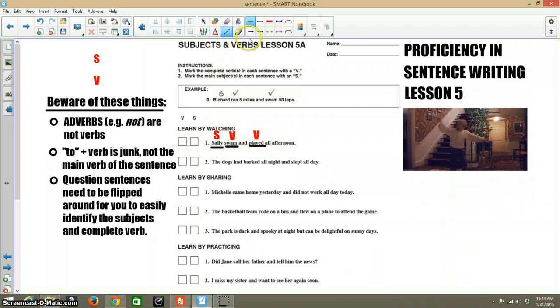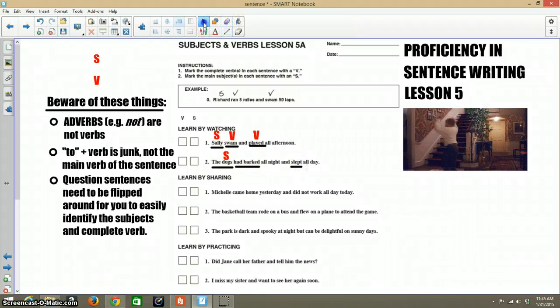The next one, I'm going to identify what the complete subject is. The complete subject is dogs, so a two-word subject. The one word that is the simple or main subject is dogs. Verb number 1 is had barked. Now you need to find a word "and." There's the word "and." So then after that is going to be the next verb, slept.